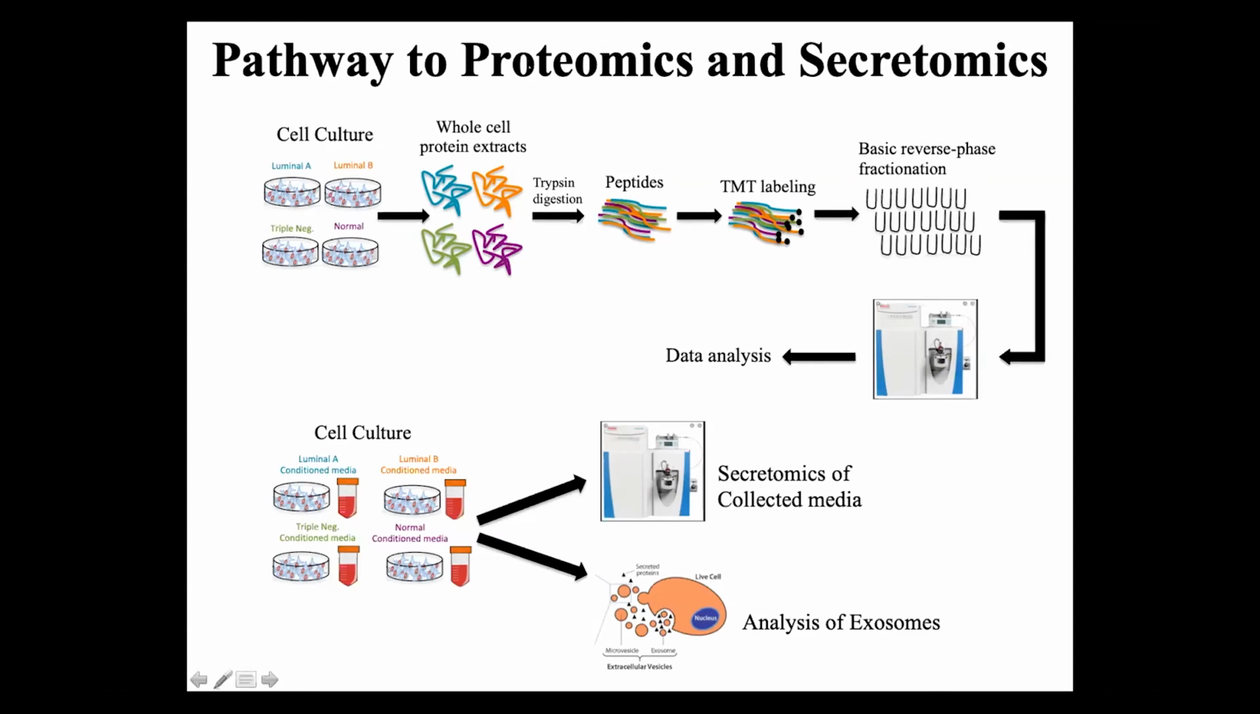Proteomics and secretomics, which are labeled at the top of the pathway, determine which signaling or secreted proteins we're talking about. So proteomics is involved in signaling proteins, and to study the signaling proteins, we need to determine what is happening in the cell lysates. Secretomics, on the other hand, refers to the secreted proteins, and to determine the secreted proteins, we need to look at the cell culture media.